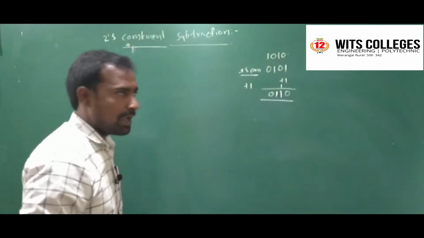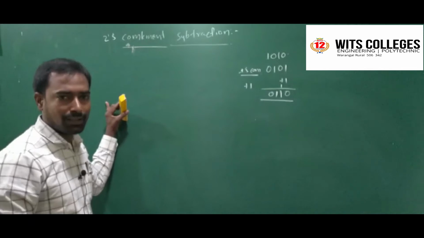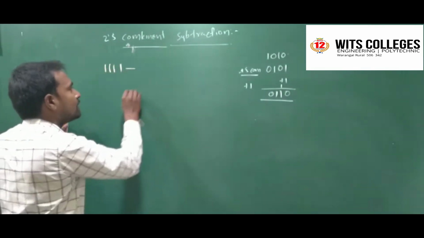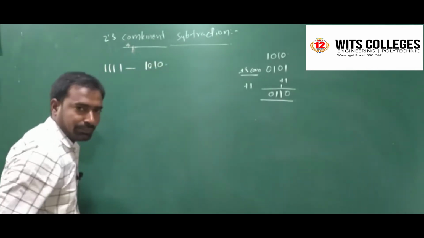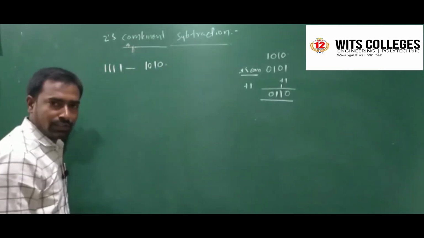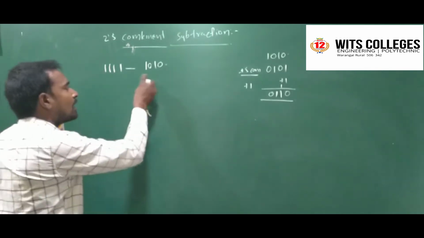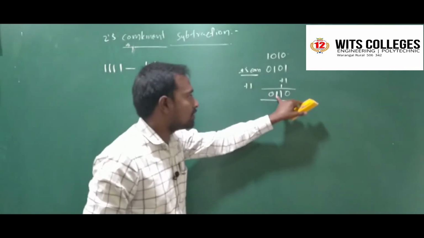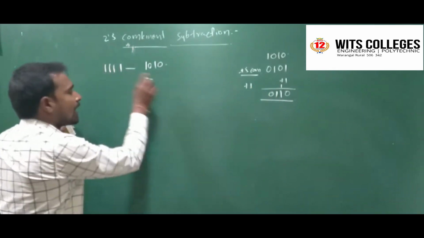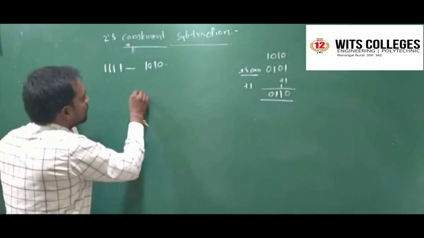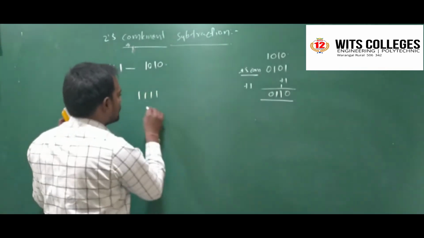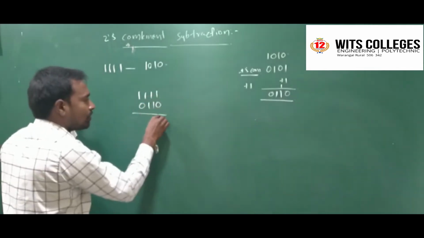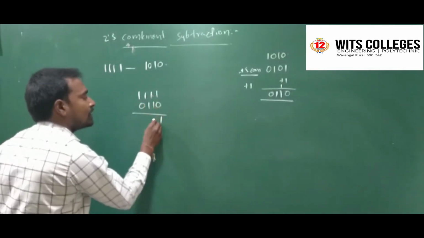So that is the 2's complement. When we are performing the 2's complement subtraction, I am taking again 1111 minus 1010. Here we have to perform the 2's complement of 1010, which is 0110, and we have to add this value. So 1111 with 0110. 0 plus 1 is equal to 1, and 1 plus 1 is equal to 0, and carry will be generated here.